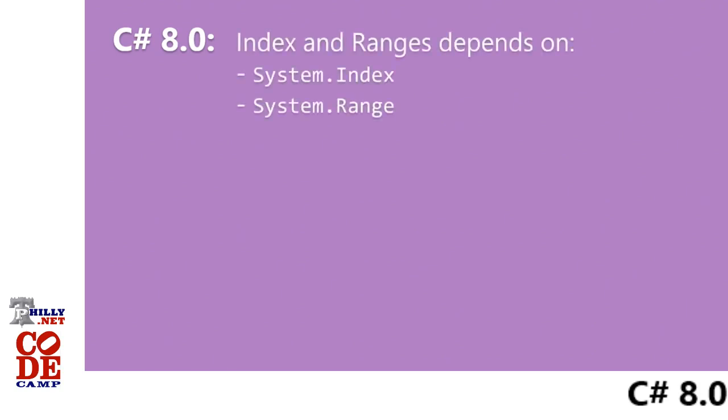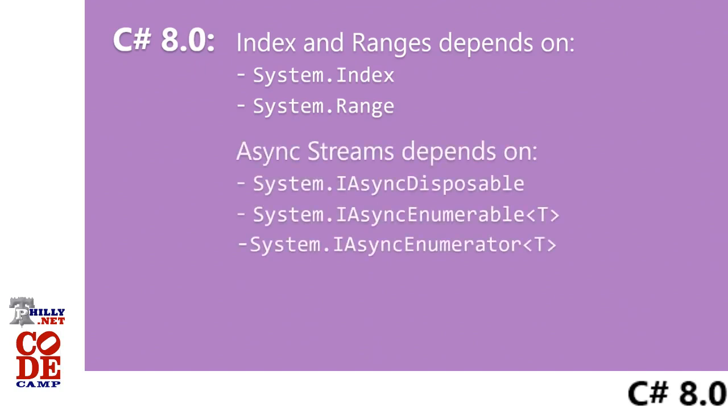In C# 8.0, we're going to go through all the new features. There's a feature called index and ranges, and that's going to depend on, unsurprisingly, two new types called System.Index and System.Range. Async streams has three or four, and there are a couple more that are subsequent that aren't on this slide. But there's a bunch of new types required for that feature to be supported.